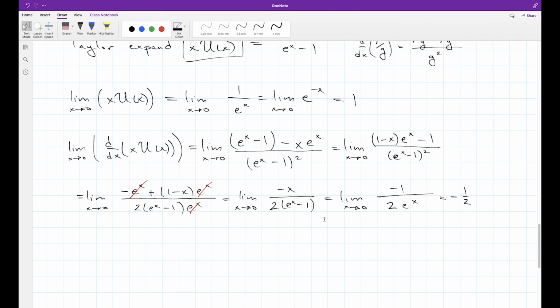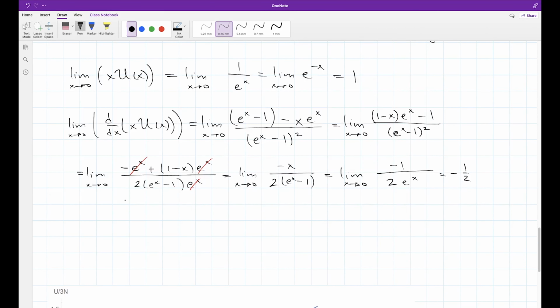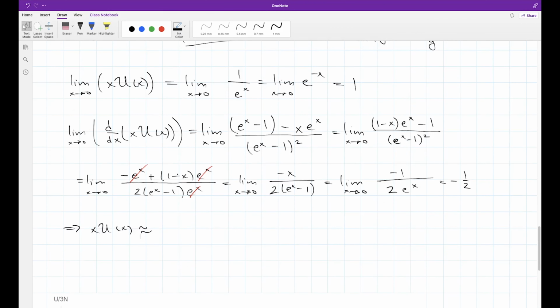Okay, and just like that, we've done enough to now write down what the Taylor series is. So this implies that x u of x is approximately equal to the 0th order term, which was 1, and then minus the first order term times x, so 1/2 times x. Now what I could do is bring this x from the left-hand side over and get a series expansion that way. So this would imply that u of x is approximately equal to 1 over x minus 1/2.